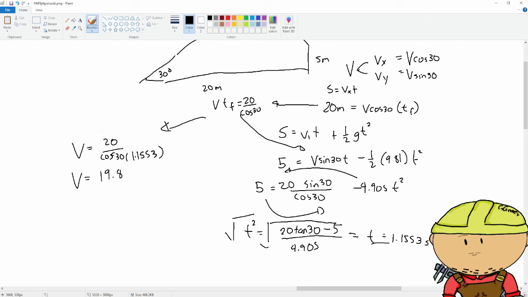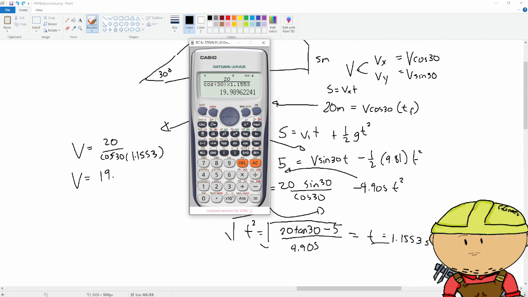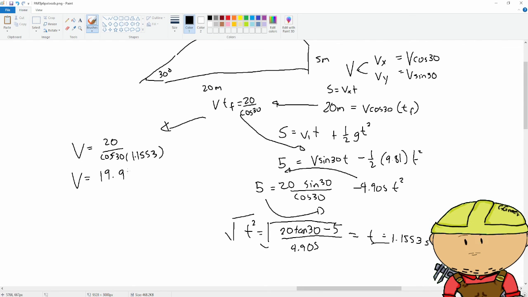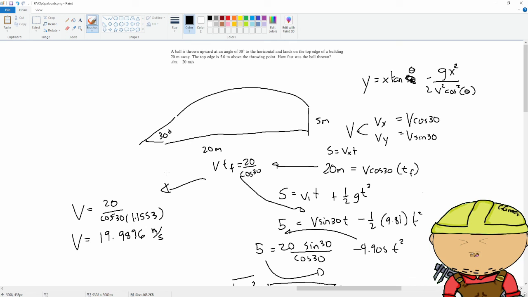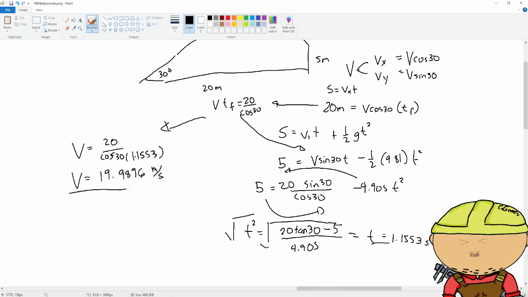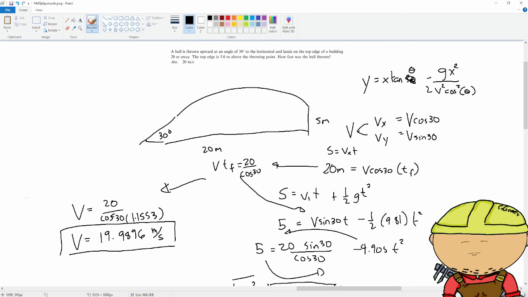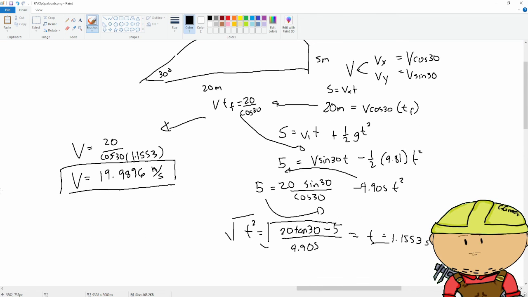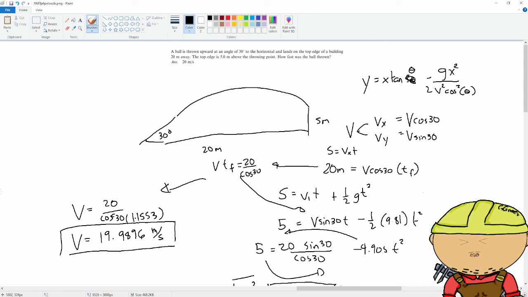19.9896. I'm not saying doubt yourself. I'm not doubting myself. I can solve this problem. But sometimes I double check my answer and my solution, because it's what good engineers do. It's what good engineers do. 19.9896, or 20 meters per second.